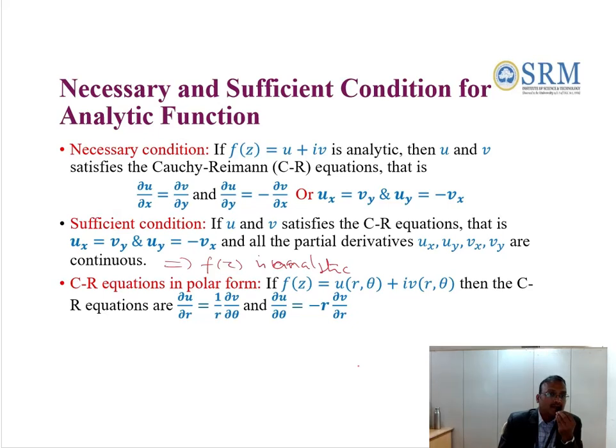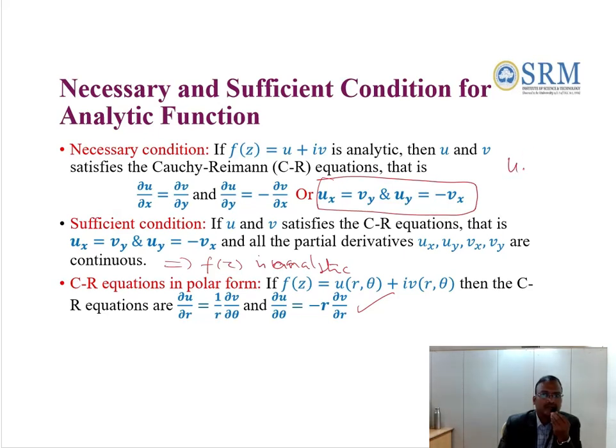Right. So next one, the CR equation in polar form. As I told, the complex variable z can be written in terms of the polar coordinates r comma theta. Therefore the complex function f of z can also be written in polar form, that is, u of r comma theta and v of r comma theta. Then the corresponding Cauchy-Riemann equations in polar coordinates are dou u by dou r equal to 1 by r into dou v by dou theta, and dou u by dou theta equal to minus r into dou v by dou r. These are the Cauchy-Riemann equations in polar form, and the Cauchy-Riemann equations in the Cartesian coordinate system are ux equal to vy and uy equal to minus vx.